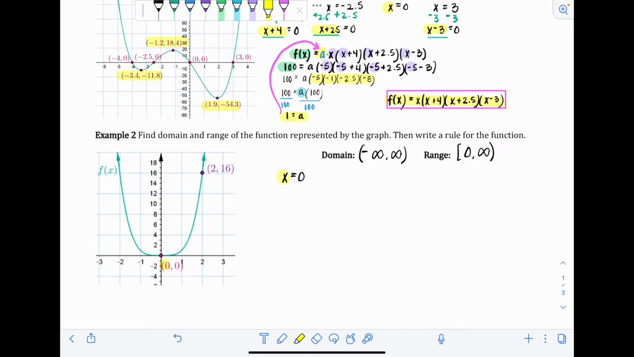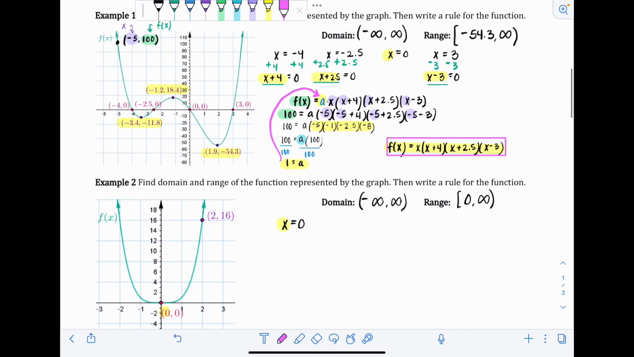And then we have to think about, okay, this is supposed to be a quartic function, it's supposed to be x to the 4th. I only have one factor, so there must be some sort of weird multiplicity thing going on that's not only causing me to have only one factor, but also causing the graph to bounce right there. If we look back at example 1, at all of these x-intercepts, the graph crossed through. It crossed through at -4, at -2.5, at 0, and at 3. And the multiplicity on all of our factors was 1 because it crossed through on every single one, but this is different.